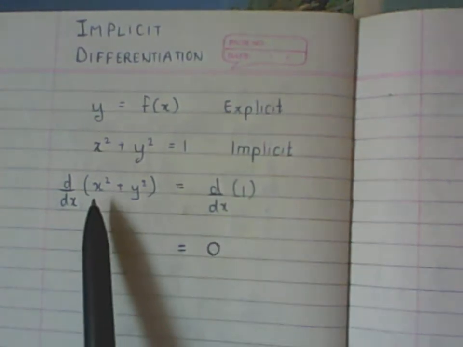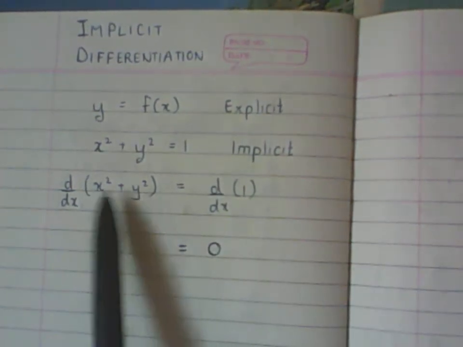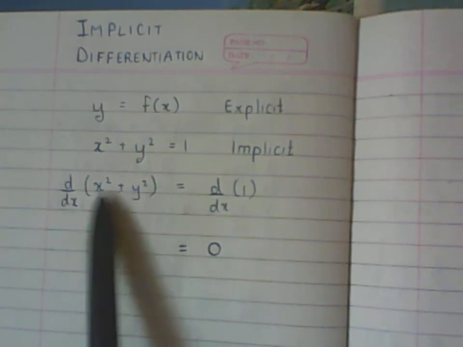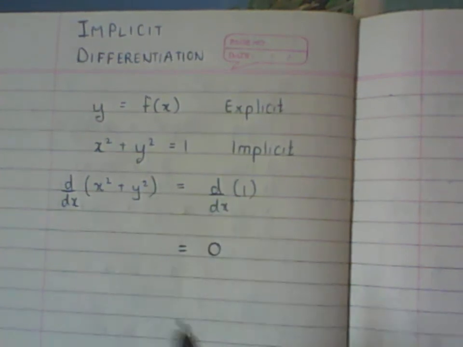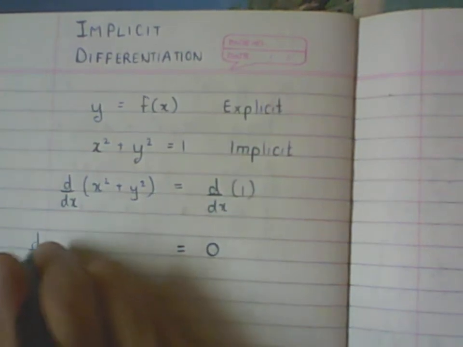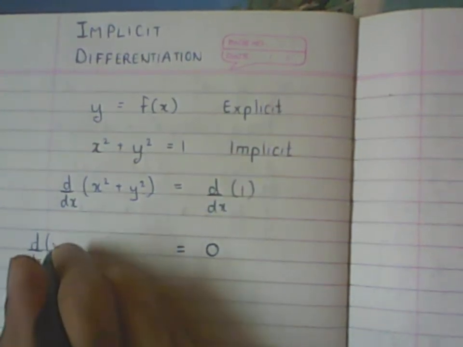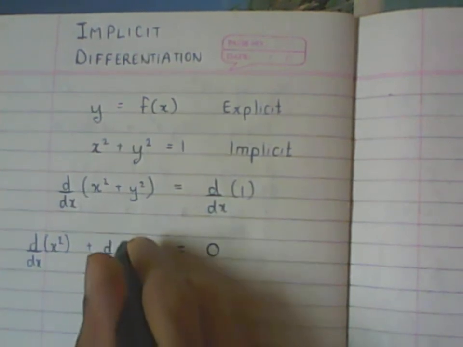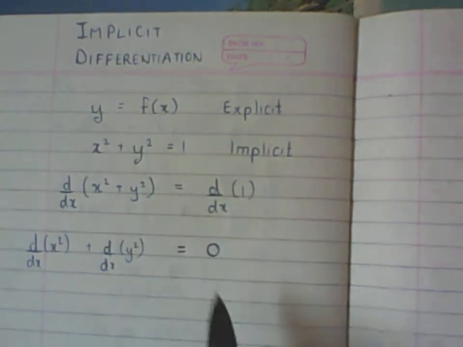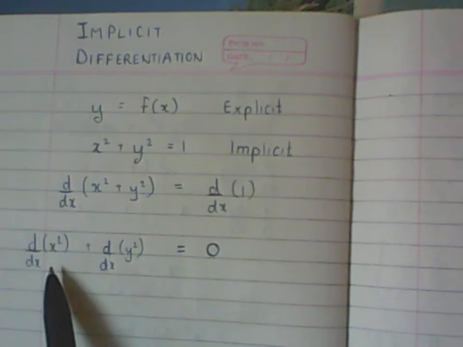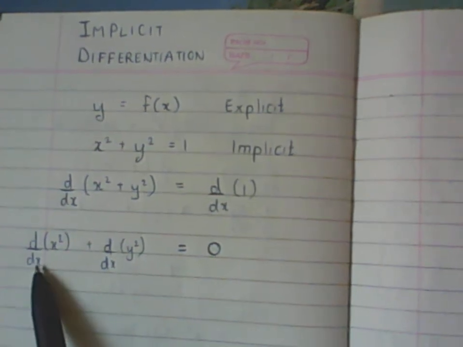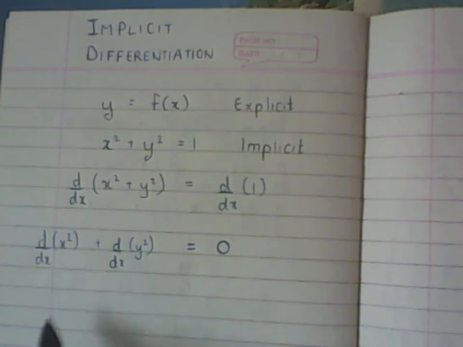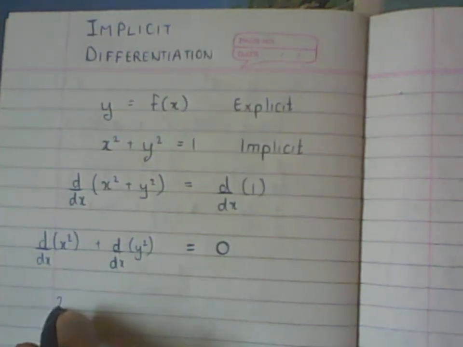And on the left hand side I have a sum of two quantities. According to the rules of differentiation, the derivative of a sum is the sum of the derivatives. So I can split it into two derivatives: d by dx of x squared plus d by dx of y squared. The very first term is a standard derivative of a power: the derivative of x squared is 2x. So I can write a 2x over here.